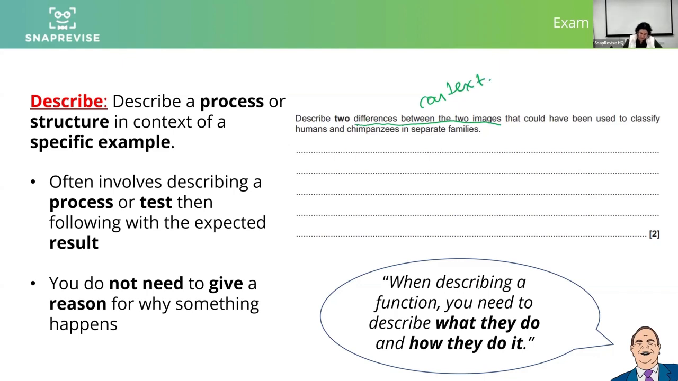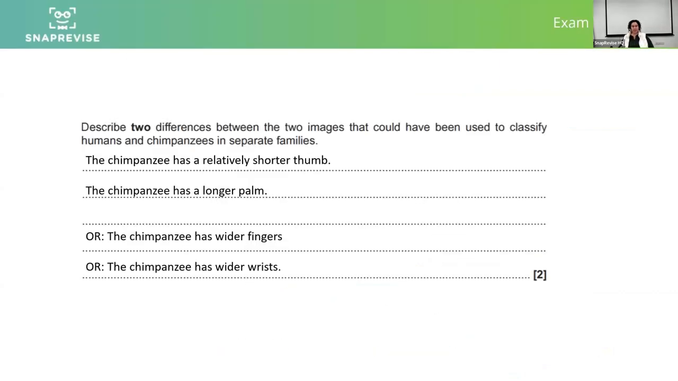My command word is, of course, describe. Command word, and my direction is how these images can be used to classify humans from chimpanzees. Direction here. So if we look at the answer, sorry, somehow the slide is not progressing. Give me 1 second. Okay, there we go.